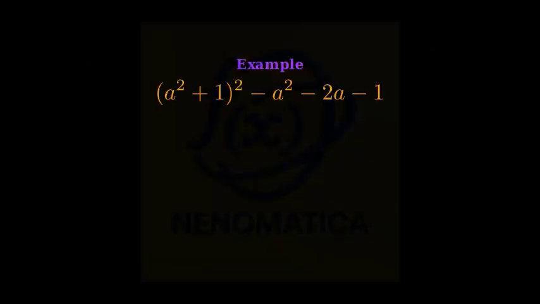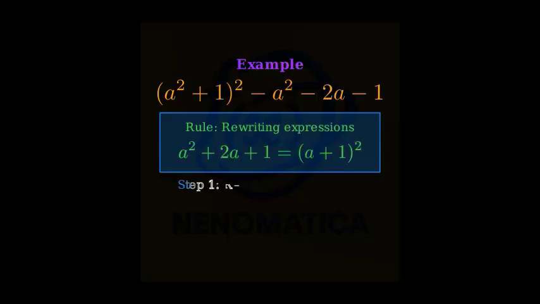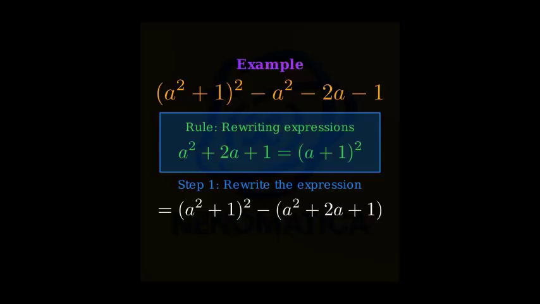We need to simplify the following expression: a squared plus 1 squared minus a squared minus 2a minus 1. First, let's expand this expression by rearranging terms. We notice that a squared plus 2a plus 1 can be rewritten as a plus 1 squared.